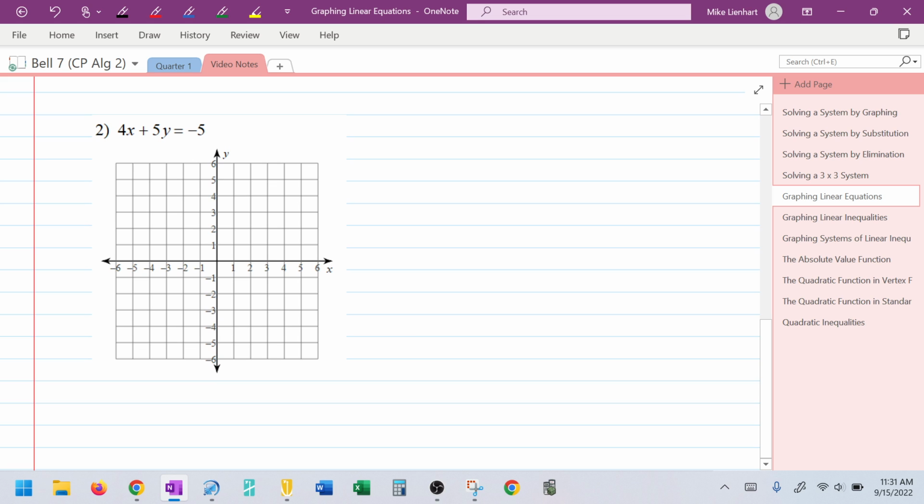Well, the first thing that I need to do is change this equation from what's known as standard form to slope-intercept form. To do that, I'm going to take the equation. I'll do this work over on the side. 4x plus 5y equals -5. My focus is I've got to get y by itself. So I use my solving strategies. I need to move the 4x, or subtract 4x from both sides. That leaves me with 5y equals -4x minus 5.